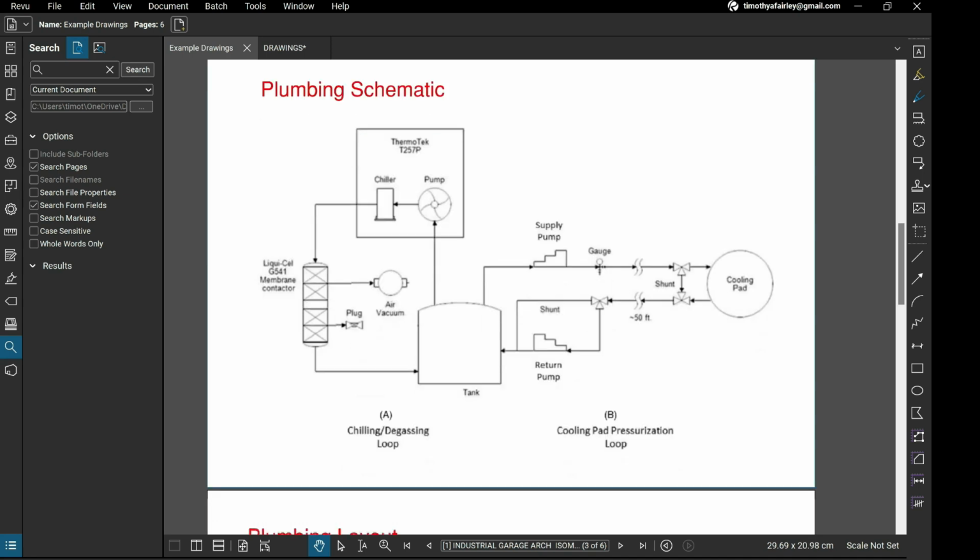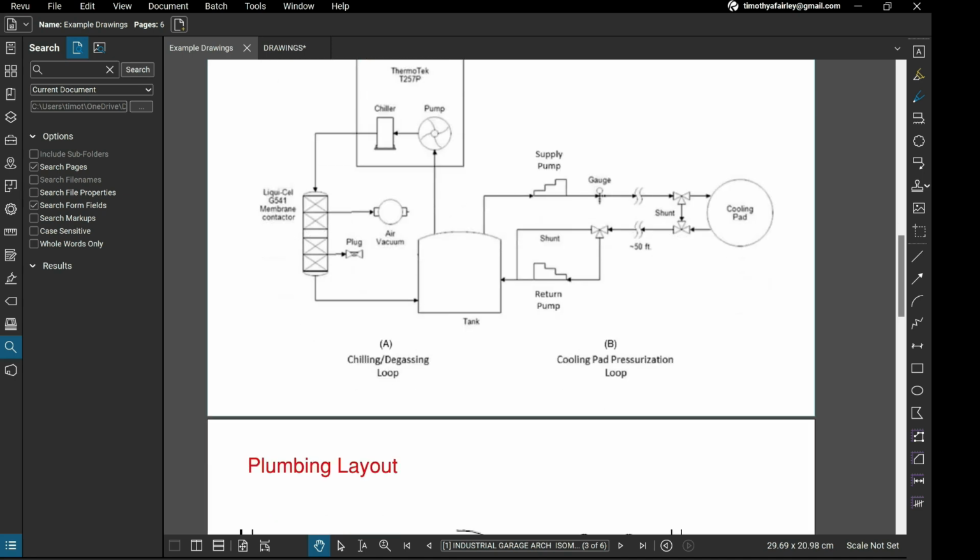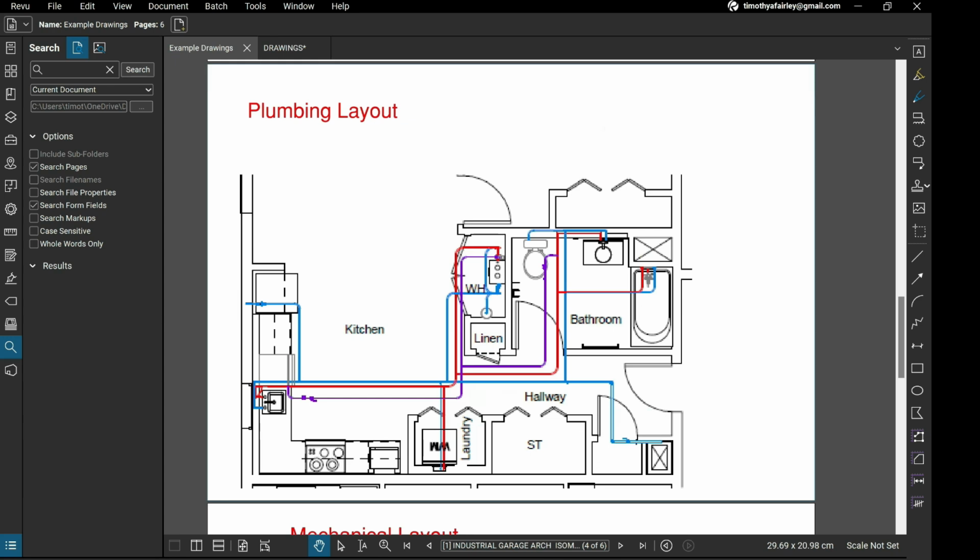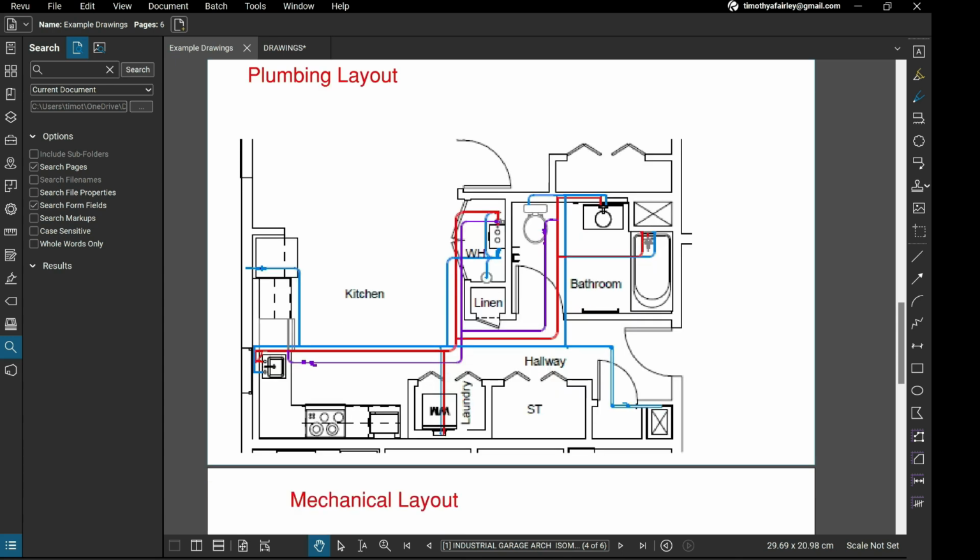So this is an example plumbing schematic. This is more complicated than a simple house or building, but there's a chiller, a membrane, an air vacuum. But basically, even if we don't understand what all this stuff does, they're all separate pieces of equipment, and this diagram is showing how they're interconnected. Then we've got our plumbing layout that shows where the pipes run. The different colors of the pipes represent the different services. So red would be hot water, blue would be drinking water, and purple would be drainage. It just tells us where everything is and where everything connects.